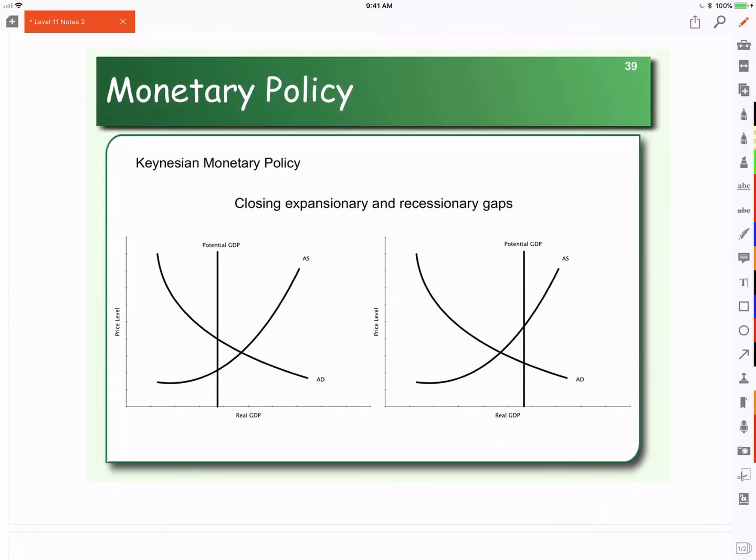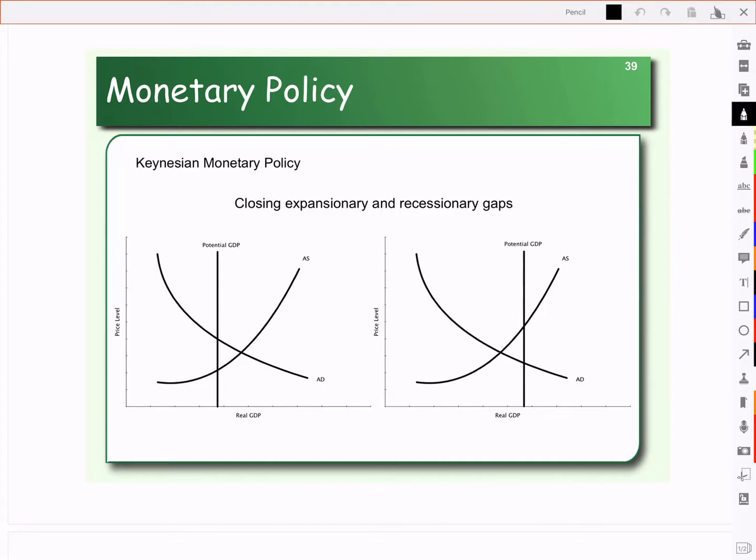So Keynesian monetary policy is all about closing the gaps. Let's take a look at these two graphs. Let's start with the one on the left. The one on the left shows equilibrium, where aggregate demand and aggregate supply intersect. So this is the size of our economy, and we compare that to our potential GDP. Notice the size of our economy is greater than our long-run aggregate supply, or our potential GDP. So right now the economy is bigger than its potential, or bigger than where it should be in the long run.